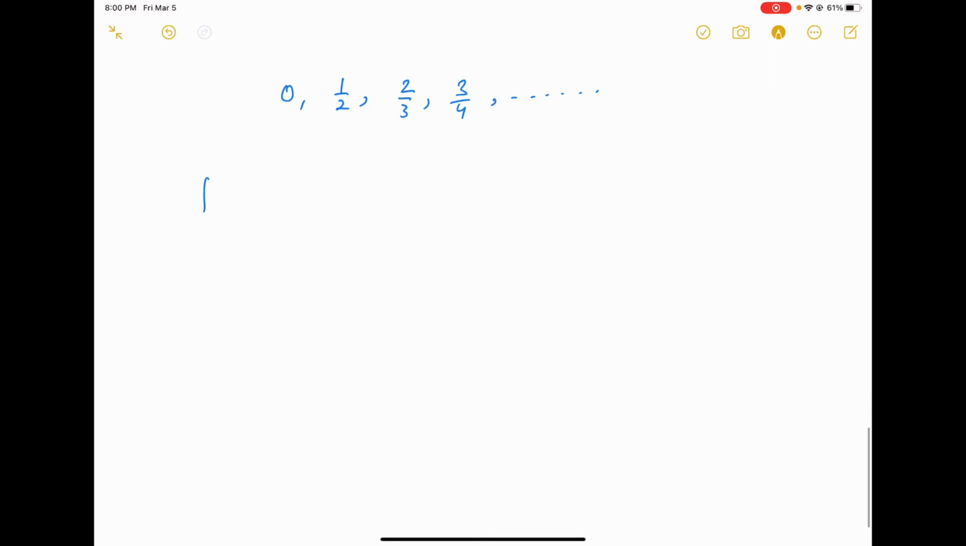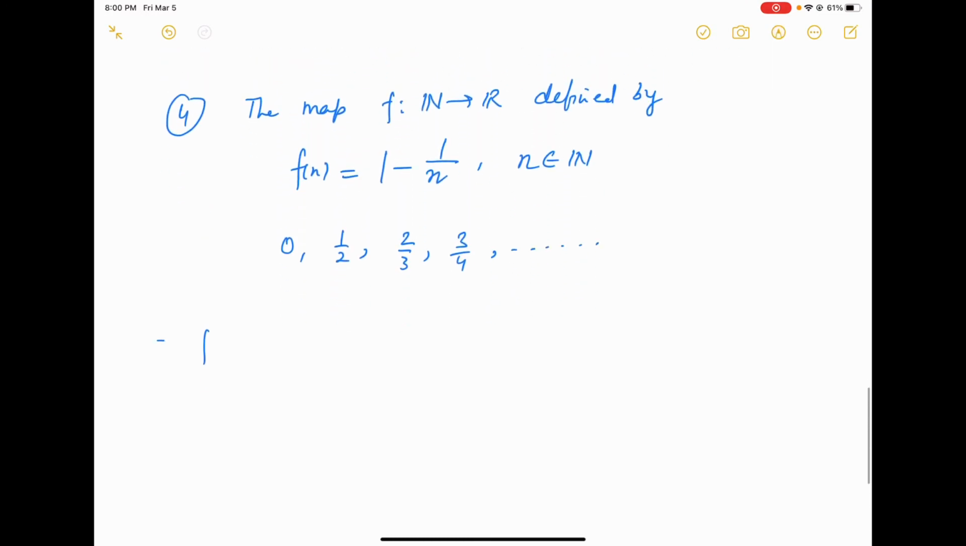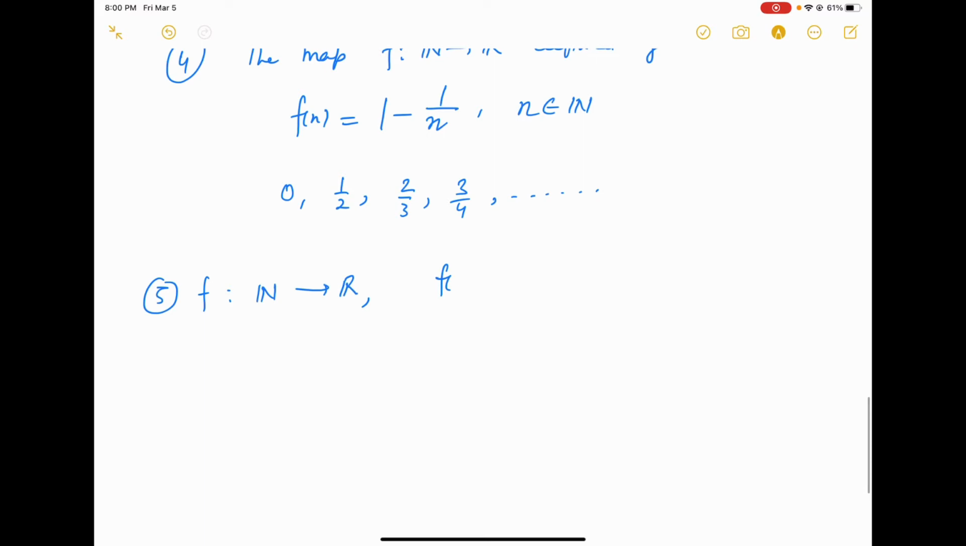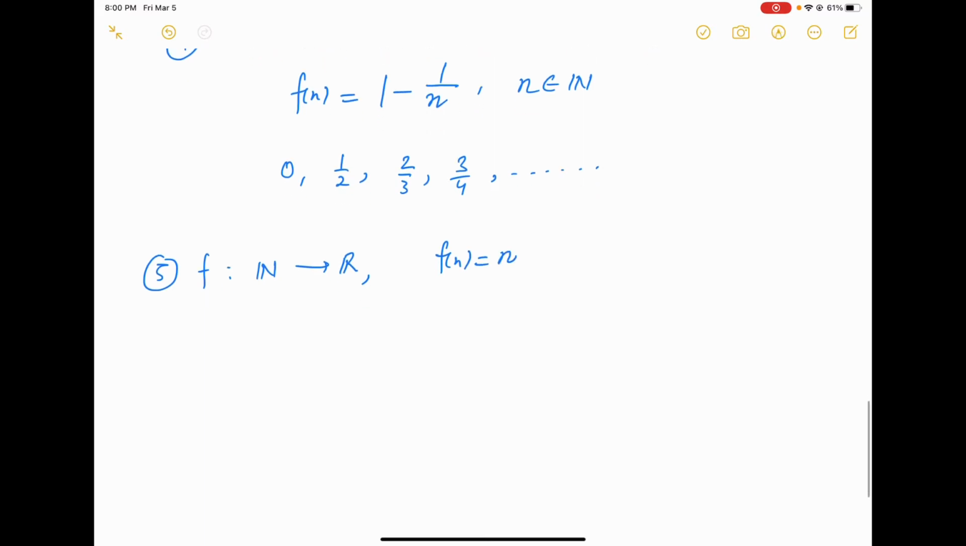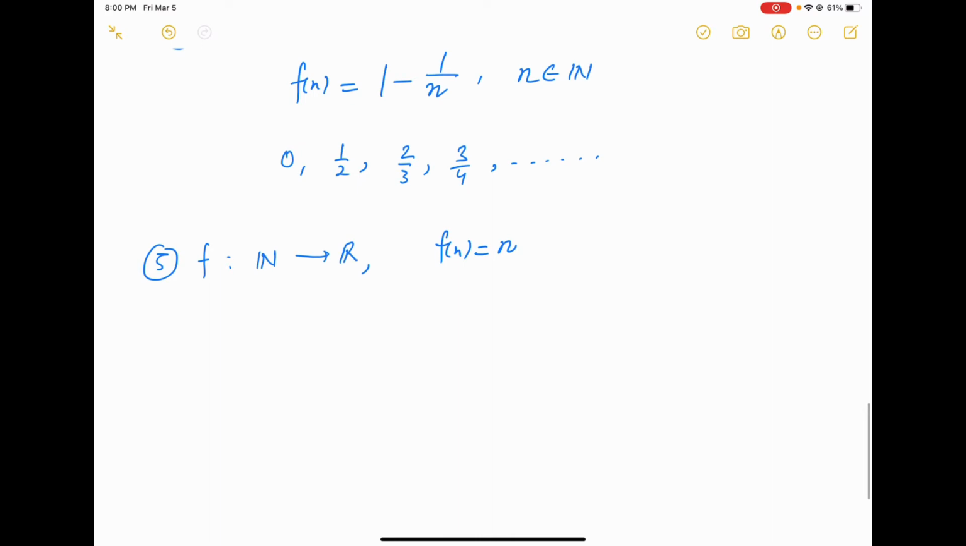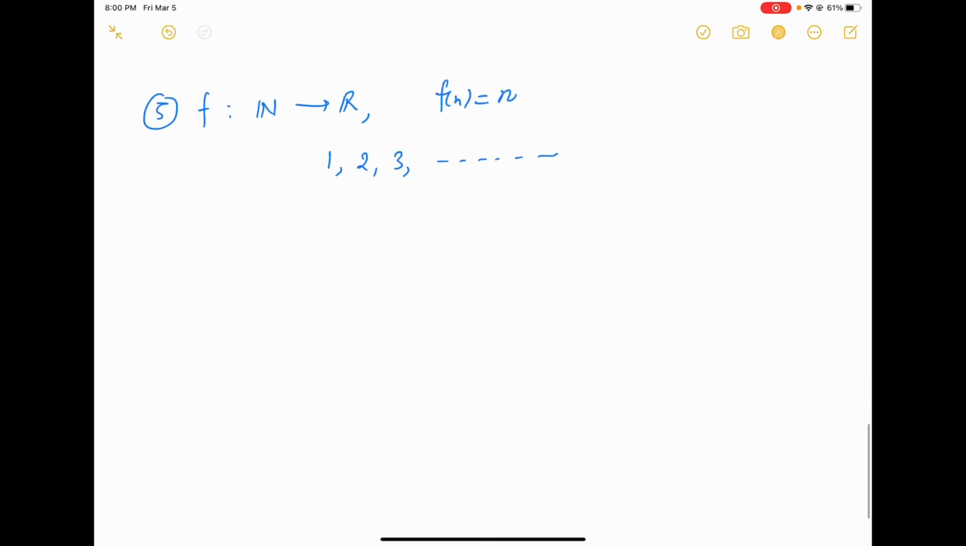Similarly, if we have a map f from N to R and it is defined by f(n) equal to n, then it is a sequence. So what will be the sequence here? 1, 2, 3 and so on. So these are some examples of sequences in R.